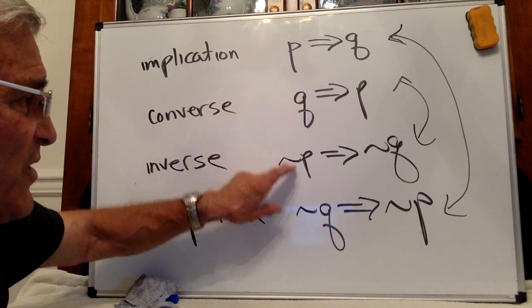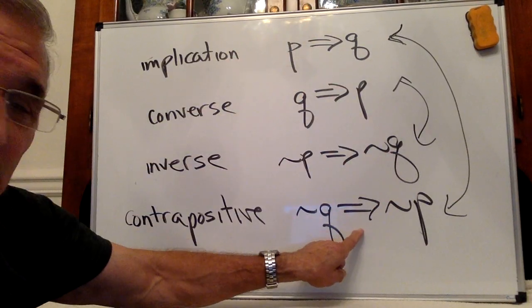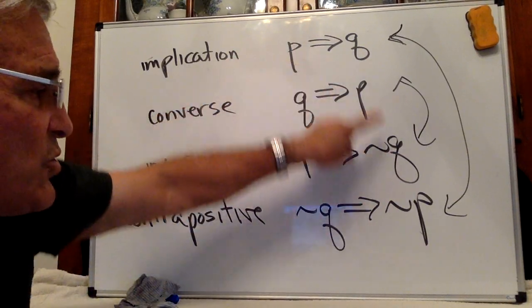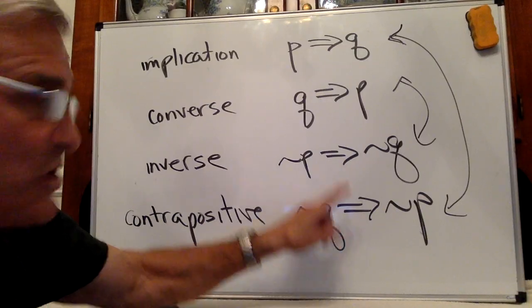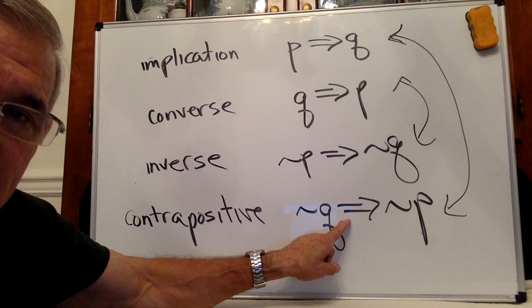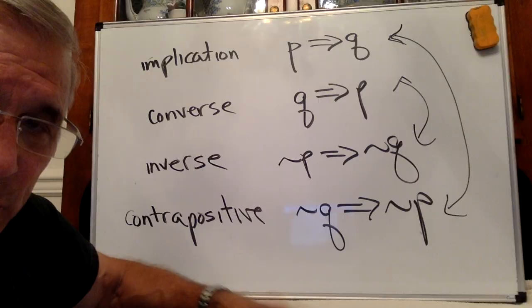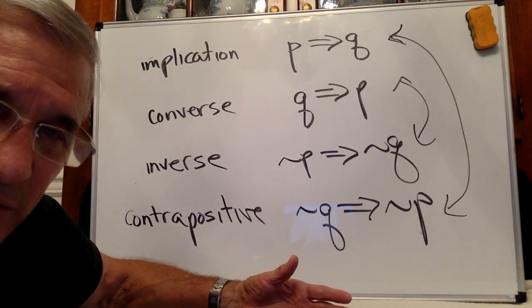If this statement is false, that statement is false, and vice versa. If this is true, the contrapositive is always true. If this statement is false, the contrapositive is always false. Inverse and converse always have the same truth value. If one is true, the other is true. If one is false, the other is false.